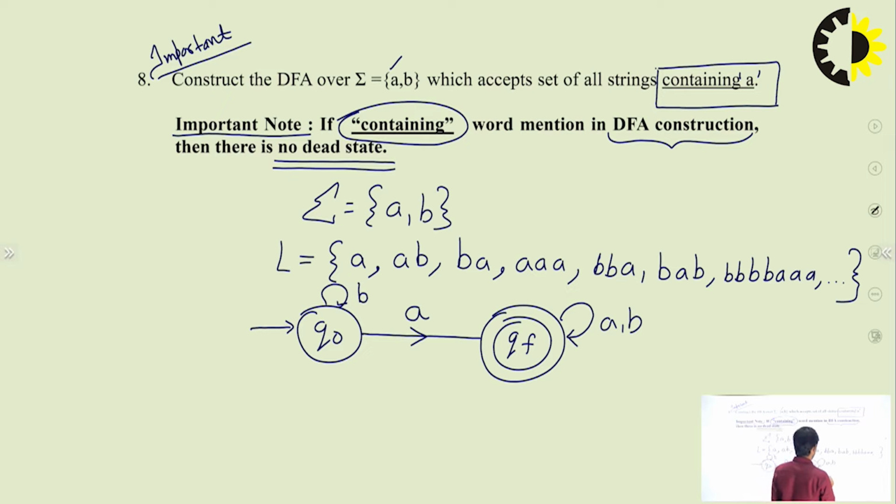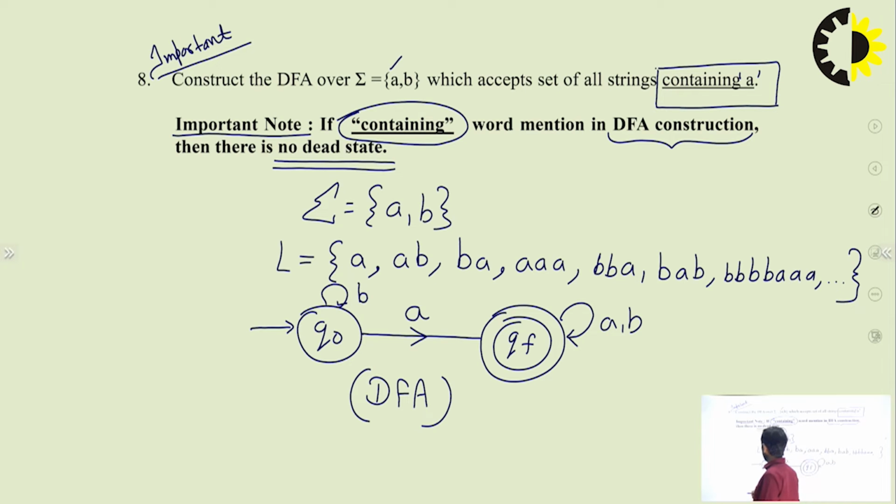So this is the required DFA. We cannot transit this P to the dead state. Why? Because it does not say that the string cannot start from B. It can start from B.